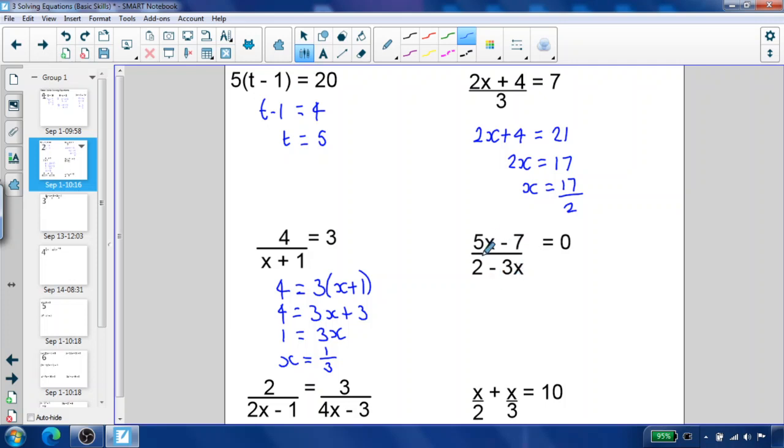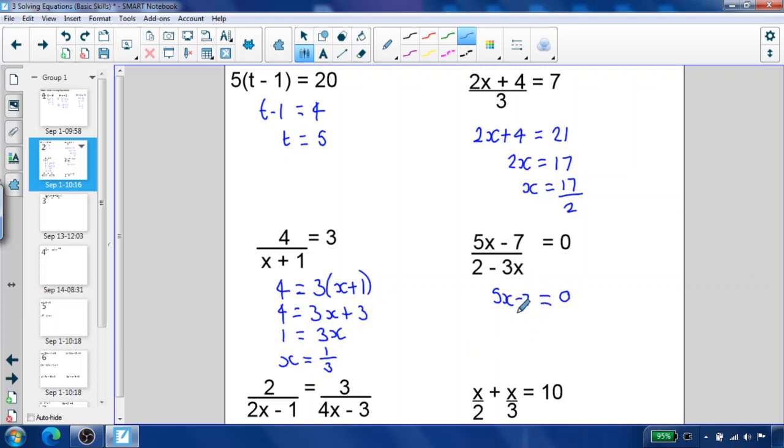Let's move to this one. We've got (5x minus 7) divided by (2 minus 3x) equals 0. So again, I'm going to use the same process as the one I've just done over there and multiply both sides by 2 minus 3x. Now, I've got a 0 here, so 0 multiplied by this is going to be 0, because remember, anything multiplied by 0 is 0. So I'm just going to have a 0 here.